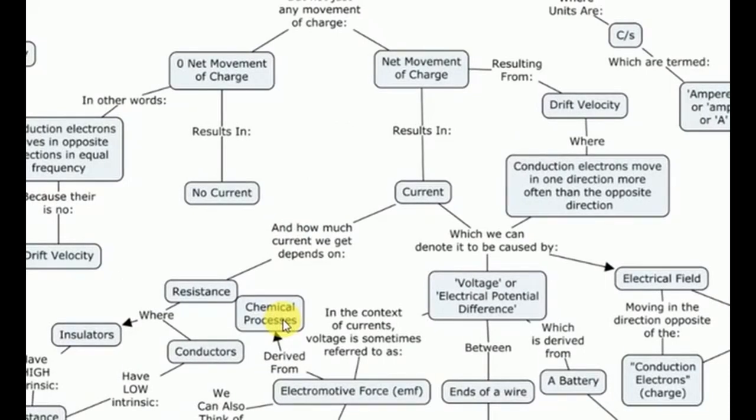But what causes that drift velocity? What causes the conduction electrons to move in one direction more often than the opposite direction? The answer to that can be one of either two things. They're really the same thing, it's just that you can look at it in different ways. You could say that an electric field is causing the conduction electrons to move in one direction rather than the other.